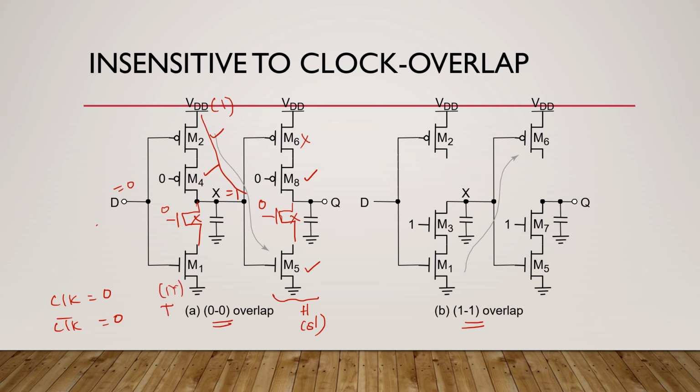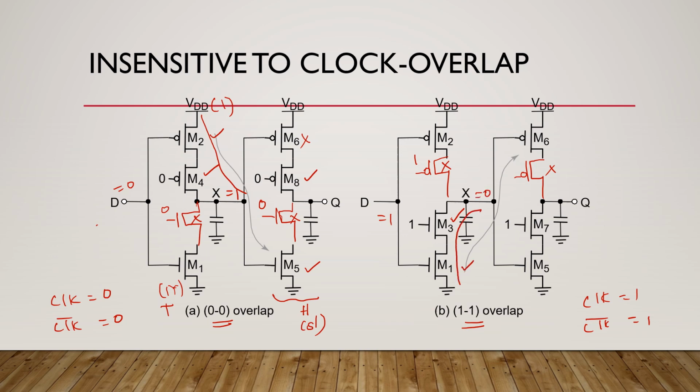Similarly, you can see the 1 1 overlap. 1 means clock and clock bar are all 1, right? See, in the previous circuit, you have to apply clock and clock bar as 1. Here you have one PMOS transistor. Here it is 1. 1 means it is in the off condition. That's why we have disconnected it here. Here also we have one transistor. Here also 1. That's why we have disconnected this. Because of this one, M3 is on. If my input is 1, M1 is also on. So this path is closed.